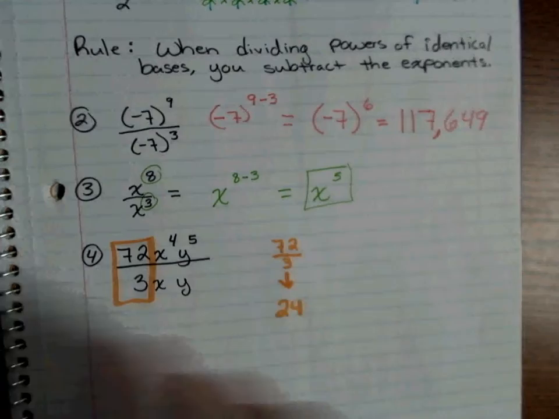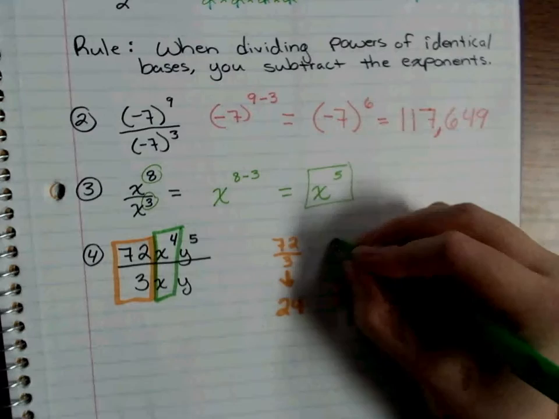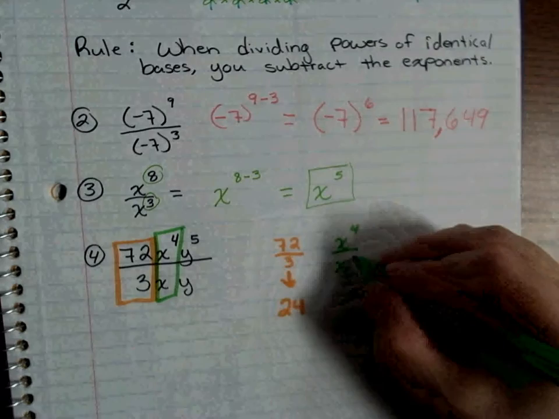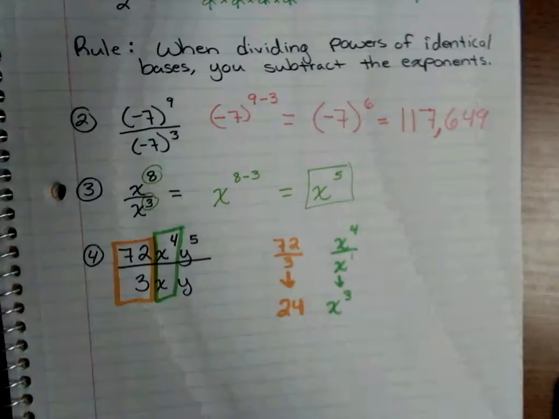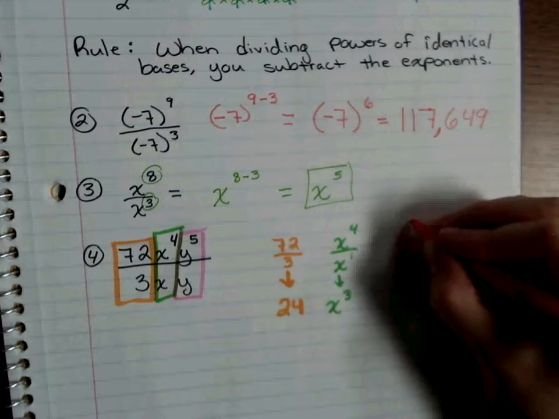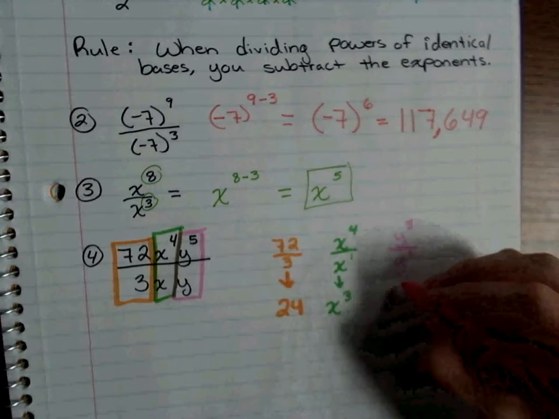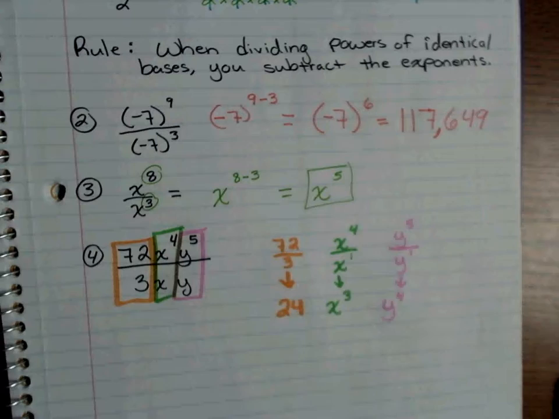Then we're going to focus on the x to the 4th over x, which is technically x to what power? First. What will that yield? X to the 3rd power. And then we've got y to the 5th over y, which is technically y to the 1st. And that would yield y to the 4th. So then if we piece it all together, our final answer is 24 x to the 3rd y to the 4th.